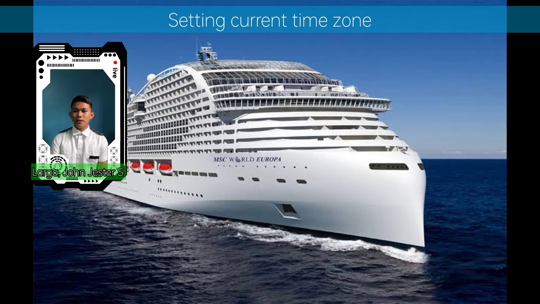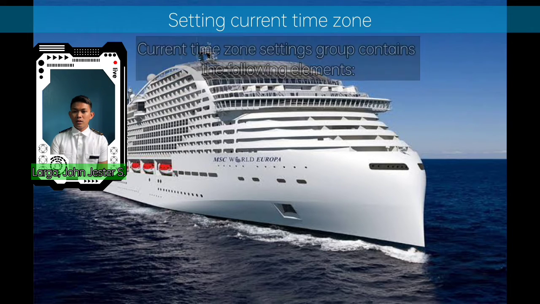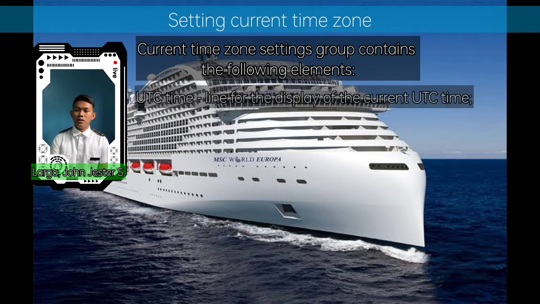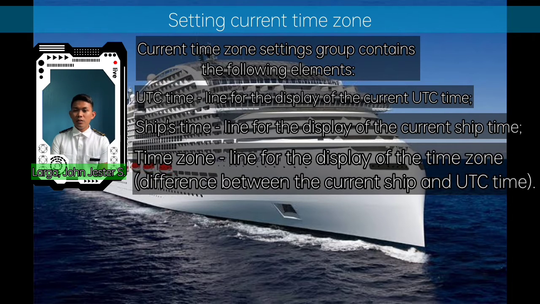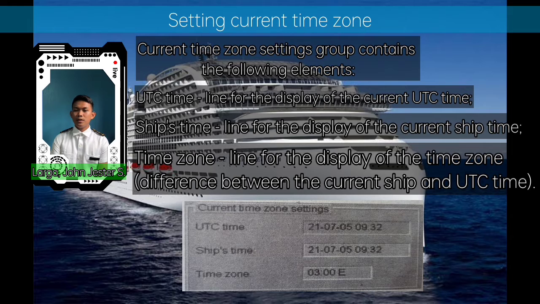3.7.1, setting current time zone. Current time zone setting group contains the following elements. Number 1 is UTC, number 2 ship's time, number 3 is time zone. The UTC is line for the display of the current UTC time. Ship's time is line for the display of the current ship's time. Time zone is line for the display of the time zone difference between the current ship and UTC time.